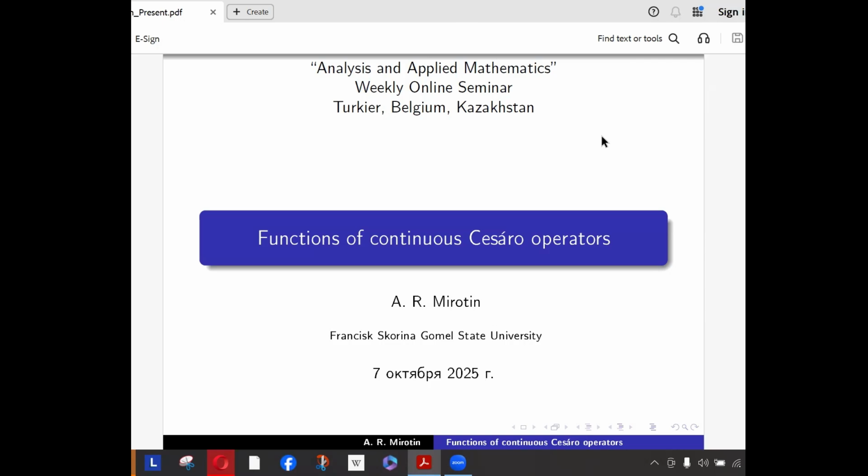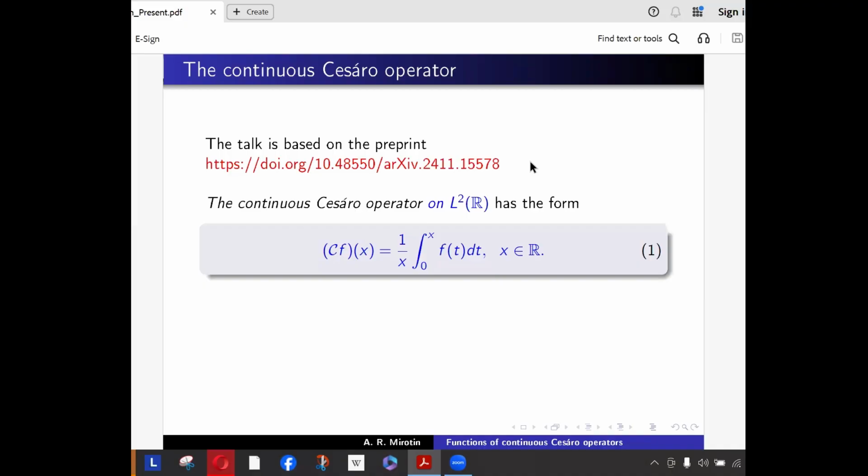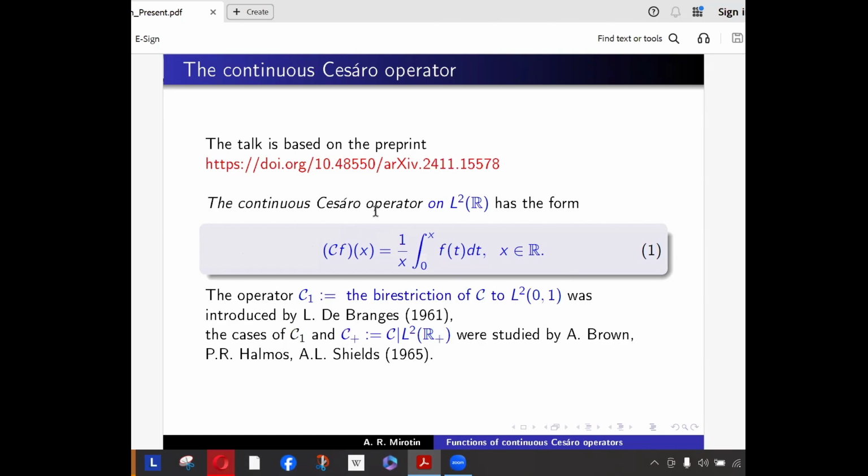My talk will be about function theory of the so-called Cesáro operator. This talk is based on the following preprint. The continuous Cesáro operator on the space L2 over the reals has the following form (1). Sometimes this operator is also called the Hardy operator. The Cesáro operator on the whole real line will be denoted by capital C.